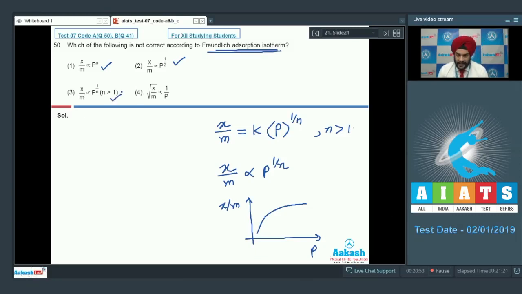And if you look at the fourth option now, it says under root of x by m is proportional to 1 by p. So students, this expression is not possible. So statement 4 is not correct according to Freundlich, and we have to select the fourth option as the correct answer to this question. Let us look at the next question.